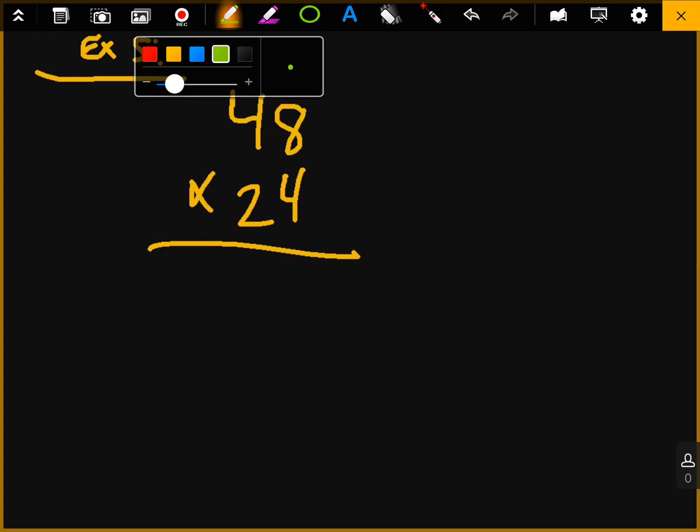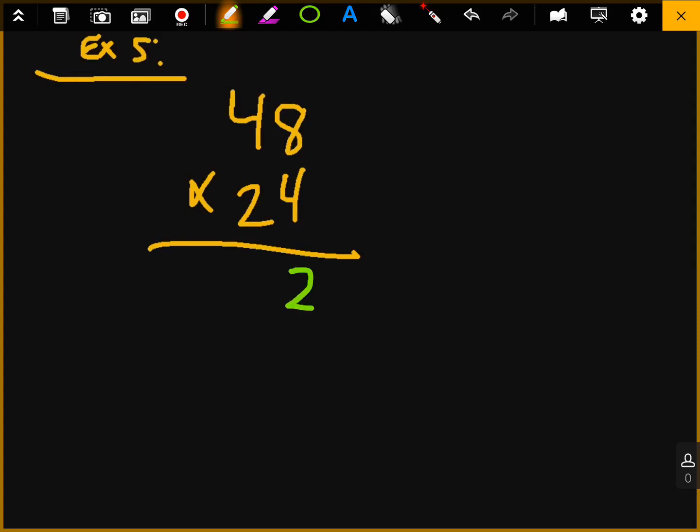So the first step is to multiply what's in the ones place. So 4 times 8 is 32. Carry the 3. 4 times 4 is 16, plus 3 is 19, sorry. Okay, that's the first step. Now I cross this out. The second step is you add a 0 on the far right.